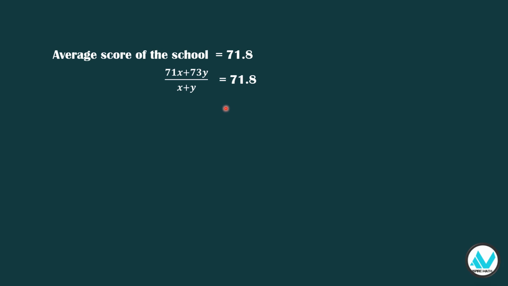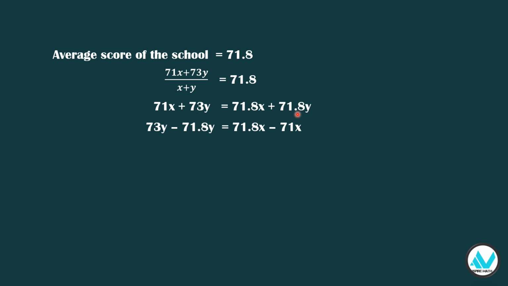My next step will be, I'm just going to take the X plus Y to the other side. So 71X + 73Y = 71.8X + 71.8Y. Now collect all the Y's together and X together. So I get 73Y - 71.8Y = 71.8X - 71X. When I subtract, I get 1.2Y = 0.8X.